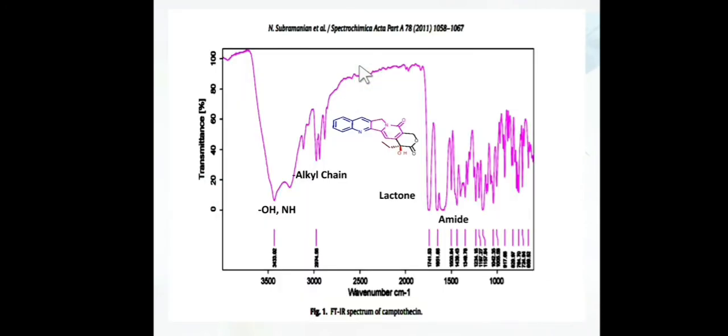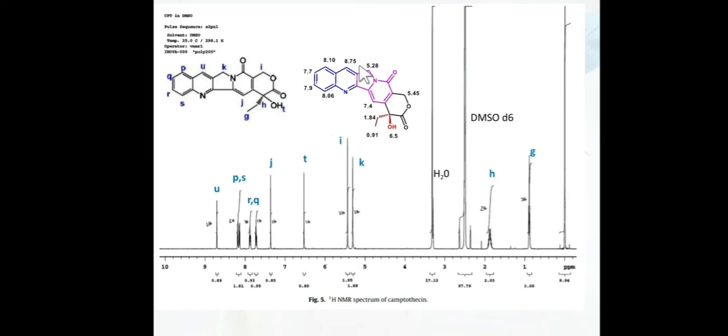Friends, for camptothecin, we studied its FTIR. In FTIR, we found some important stretching bands which are helpful for the identification of its structure, especially the OH, alkyl chain, lactone stretching, and amide bond. We also studied the H1 NMR of camptothecin, and we found very distinct peaks which can be assigned to the CH2, CH3, and even the aromatic protons. So this is how we studied camptothecin and its NMR.